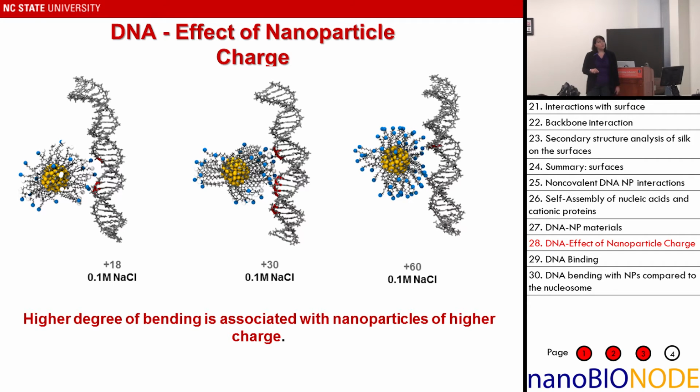Again, we're looking at different levels of the salt concentration. This is 0.1. Here we have a plus 18 charge, this is plus 30, and this is plus 60 nanoparticle charge. We can see that the ligands behave differently. We see the packing of the hydrophobic core of the ligands again, and we see that plus 18 does not really do anything with DNA, it just interacts with it weakly. Plus 30 causes local small bending, and plus 60 is actually able to bend the DNA pretty well.